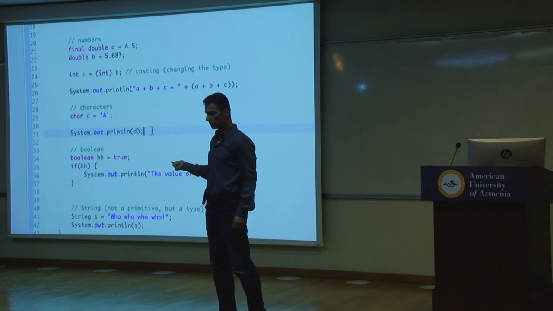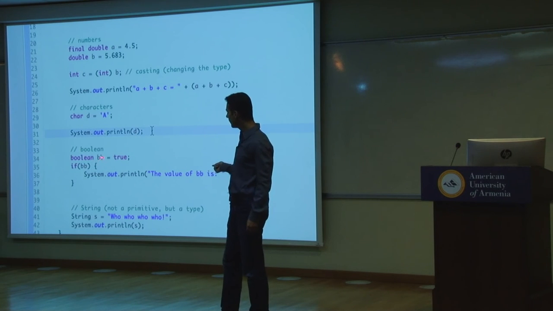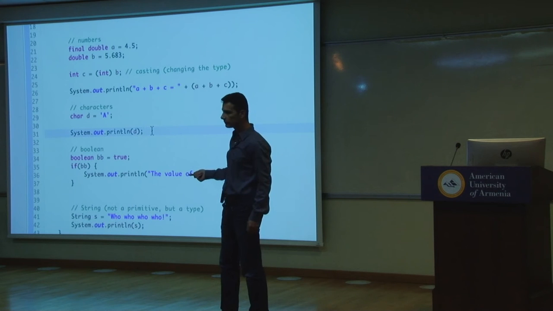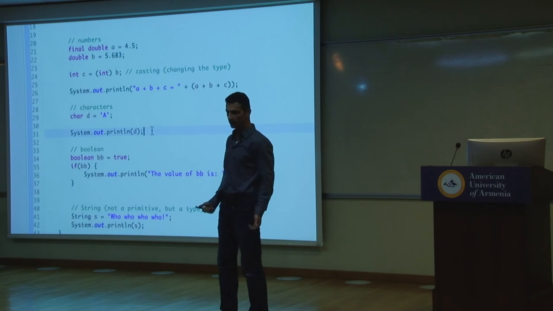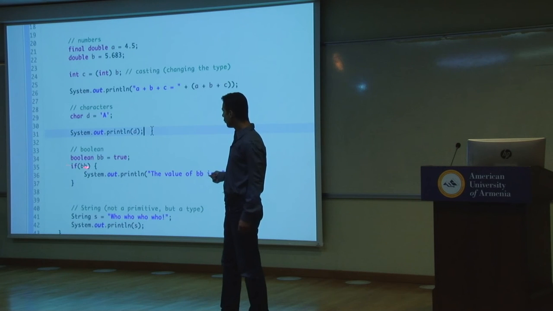Keep going? Good. B, what? Tell me what this is. It's a variable with this name, of that type, and of that value. Got it? Okay. Look at this.